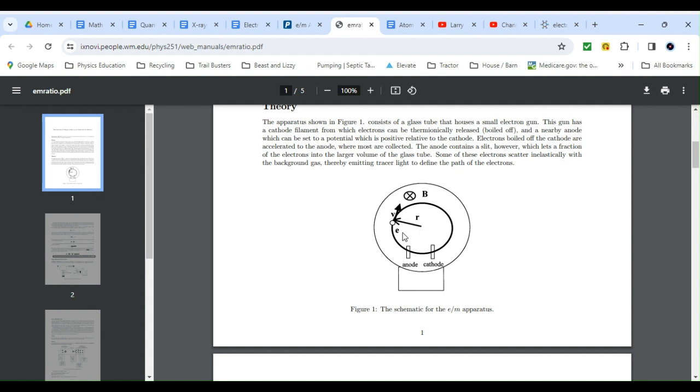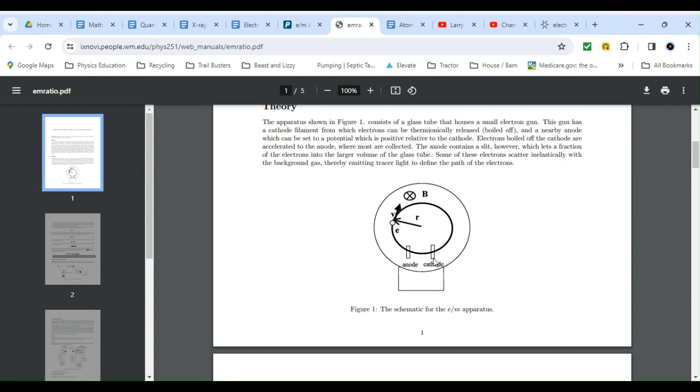E is for an electron, R just happens to be the radius. If you remember from the picture, the electrons go around in a circle, so this is the radius of that circle. The V, this little arrow here, is the direction that the electrons are moving, and the V is for the certain velocity that those electrons are moving.